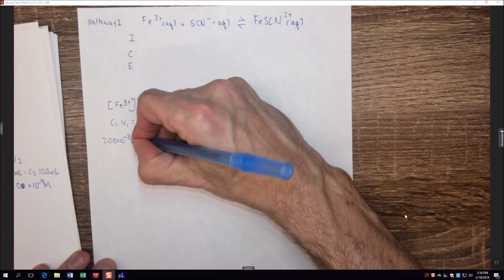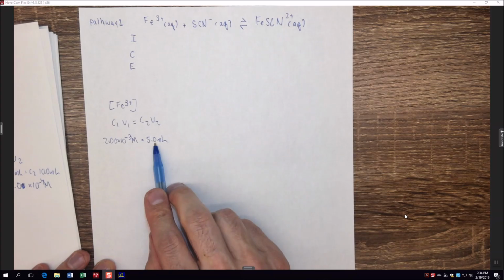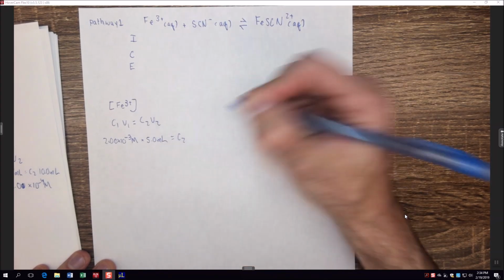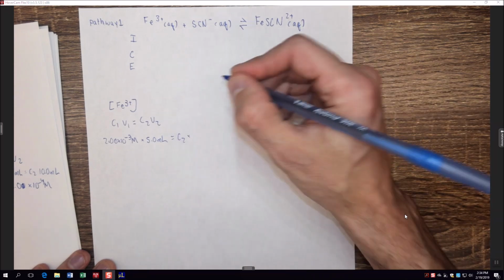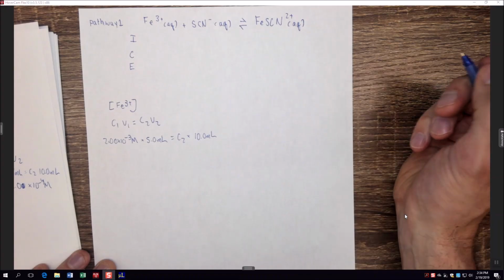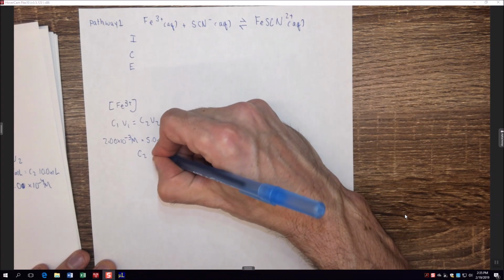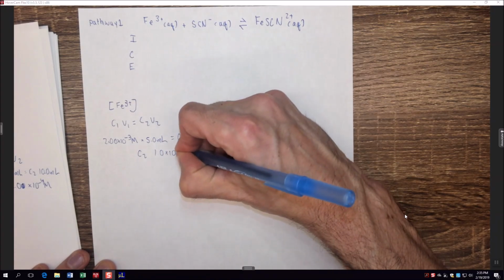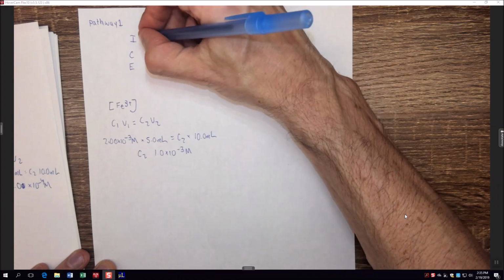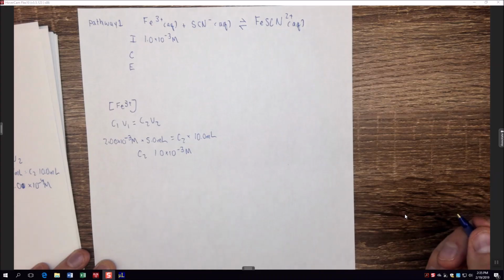The amount that we used of this in the first solution was 5 milliliters, and this is actually constant. We're going to use 5 milliliters in all those solutions. The final concentration, that's what we're trying to figure out, and the total volume for all of the solutions is 10 milliliters. When you do this math, you find that C2 is 1 times 10 to the minus 3 molar. So the initial concentration of iron 3+ is 1 times 10 to the minus 3 molar.